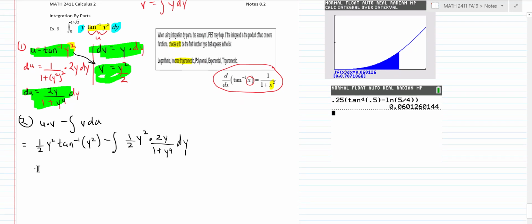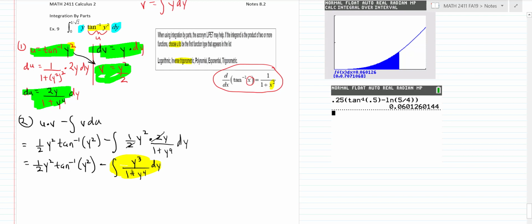We'll want to clean that up a little bit, so let's write what we got. All put together, 1/2 y squared inverse tangent of y squared, minus, and notice the 2's cross out, we'd be left with the integral of y cubed over 1 plus y to the fourth dy. There are several things you could do here, and I want to pause here. The next thing we have to focus on is how to do that.